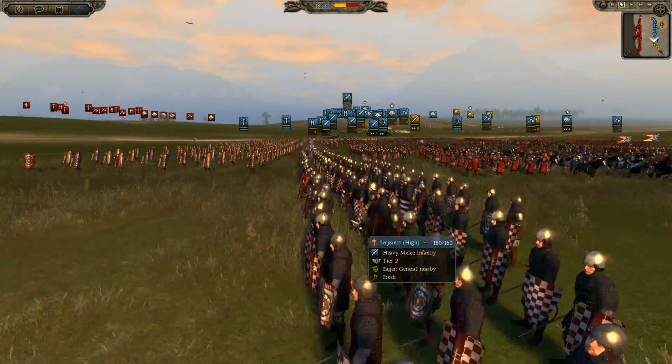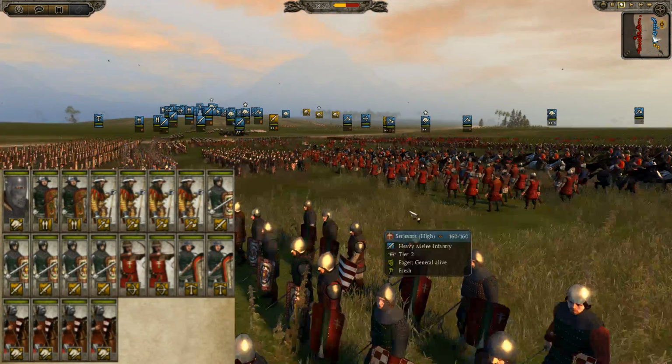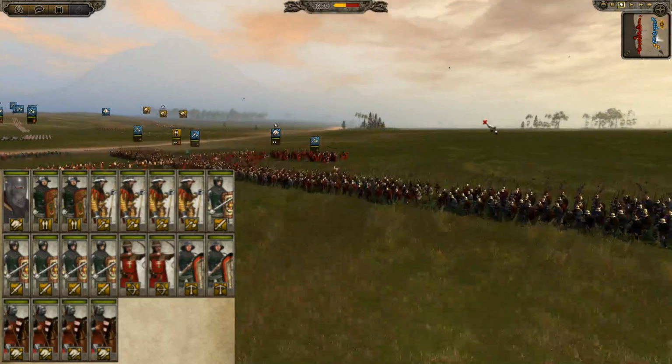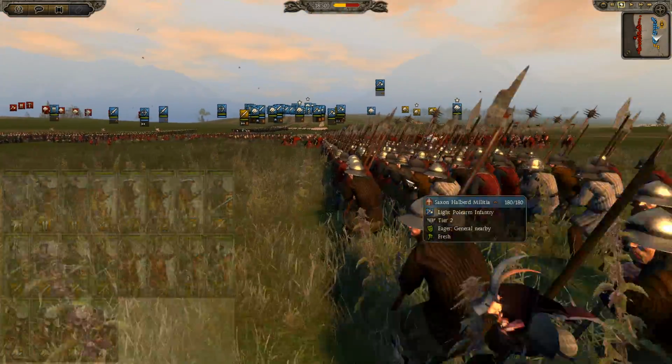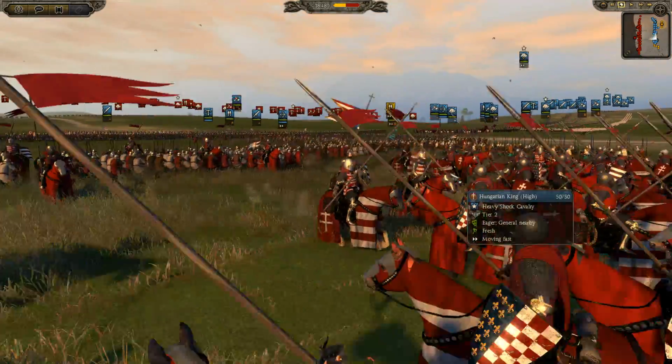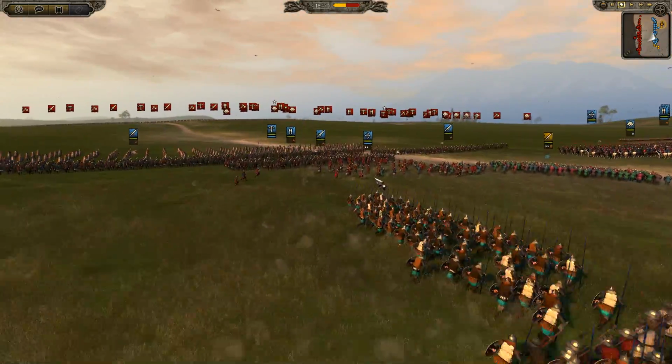Now over here we have the Hungarians who are bringing a very solid force. The Hungarians are very, very good. Archers, crossbows, infantry, some polearms in the back. Saxon halberd militia, very cool. And then we got the Hungarian king in the very back commanding his forces, his fight.